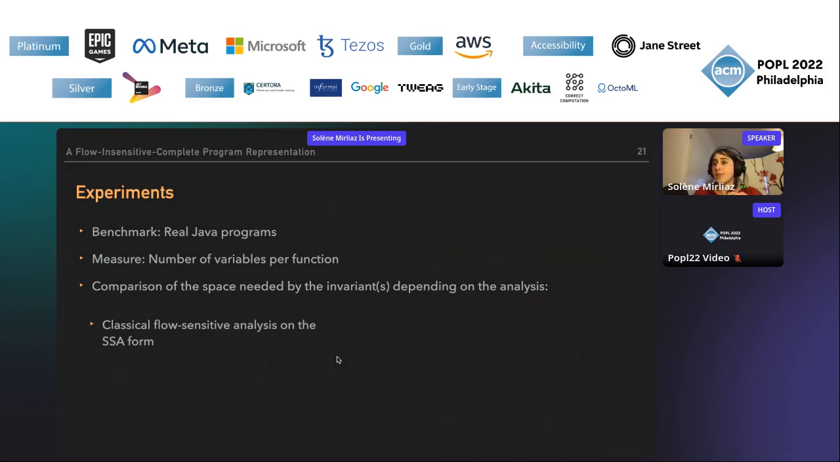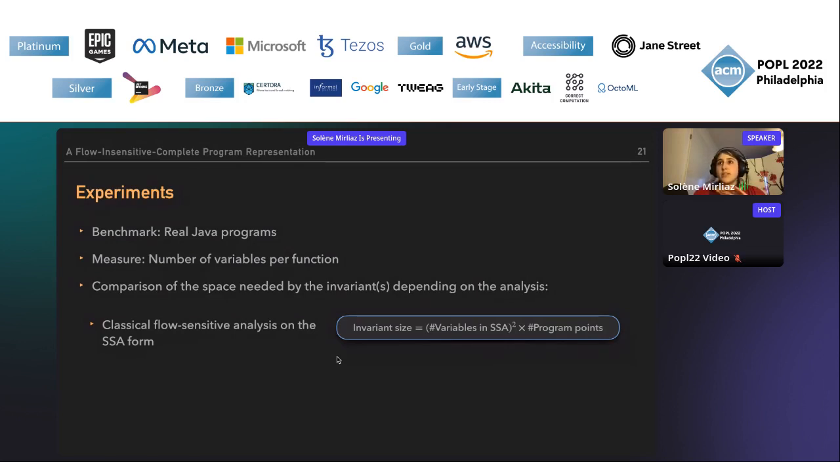SSI form, where the size of all the invariants is the size of one invariant times the number of program points. So here, for the size of the invariant, we choose to square the number of variables, because if you are looking at relational invariants, quite often you will have an invariant which is a matrix or which has a size equivalent to the variables squared.